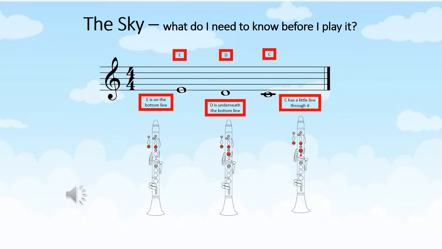Before we play through The Sky, we need to make sure we know what notes we need to play in the piece. These notes are E, D and C. If you're unsure about where to put your fingers, then you can refer to the diagram on the screen. E, D and C should sound like this.